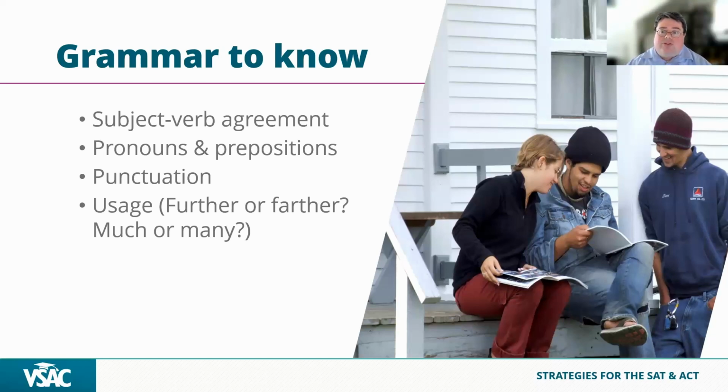And then usage. So these are just kind of idiomatic things. Do you use further or farther? In English, we make a difference between countable nouns and uncountable nouns. So for today, we are further along in our studies of the SAT. We're not farther along in our studies of the SAT because it's not a length, it's not a measurement. We can't measure how far we have gone, whereas when we're walking down the road, we can measure how far we have gone. So further is used for uncountable things, farther is used for specifically countable things. Again, much or many is similar there. So review your grammar.